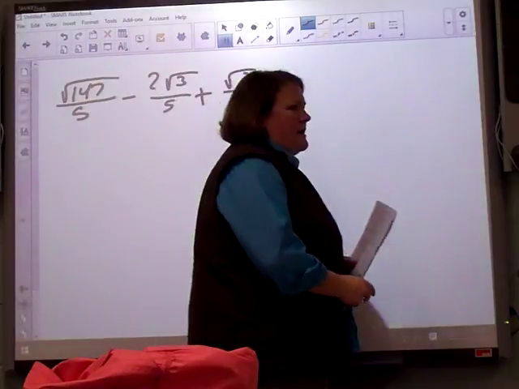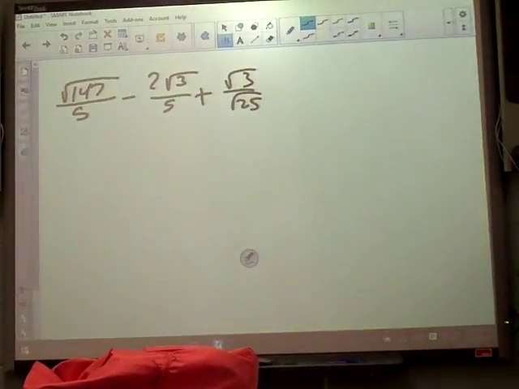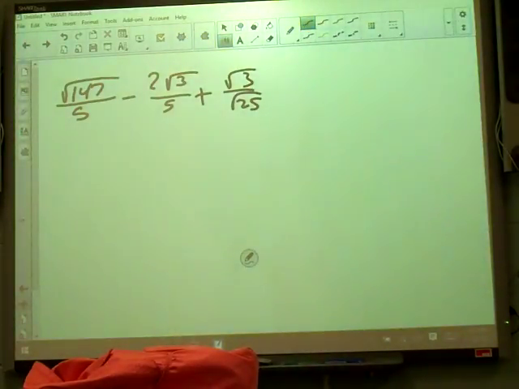Alright, first off, addition and subtraction, we got to have a common denominator. Do we have a common denominator on those three? Yeah, the last one's written dumb, but we do, because we know the square root of 25 on that last one's 5, right? So just mark out square root of 25 and put a 5.